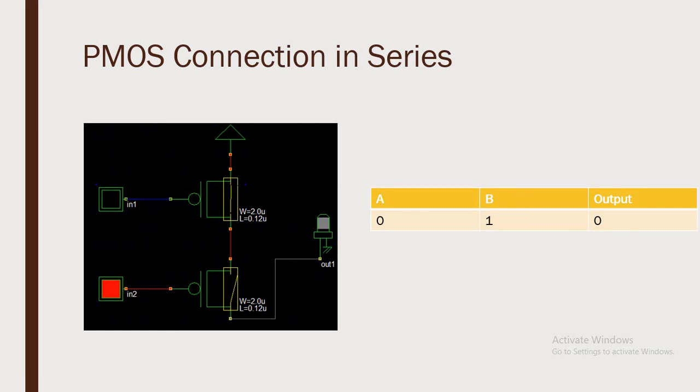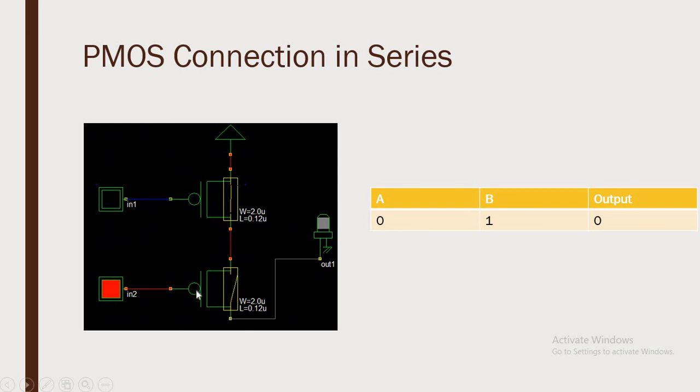The first PMOS becomes short circuited. Its drain and source become short circuited because of low voltage. PMOS is a low voltage device. Similarly, the drain and source of the second PMOS become open circuited. Why? Because here we have a high voltage and we know that PMOS is a low voltage device.